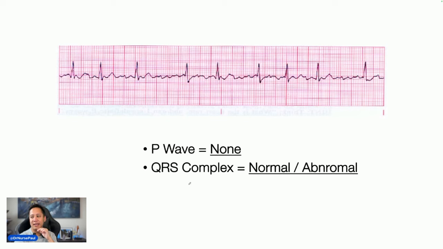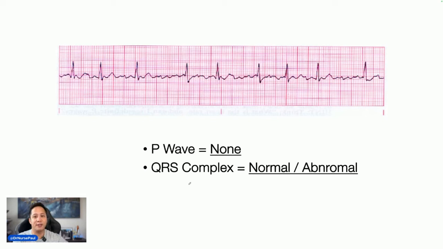QRSs, yes. It can be normal, it can be widened, but it's there. So if the P wave is abnormal, but the QRS is there, is it atria or ventricle? This is an atrial problem. Very good. That's not a ventricular problem because the QRS is still there. Do we have a PR? PR interval, come on.